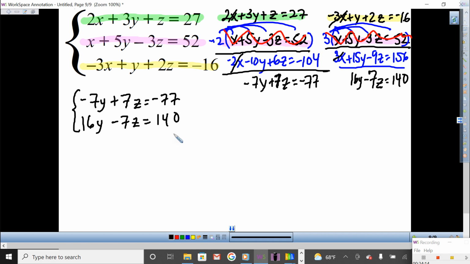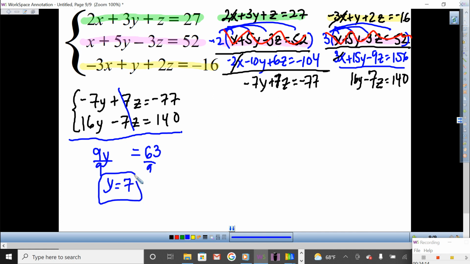So to get started, tell your neighbor, can we eliminate any of those two variables already? Let's see if they get it. Anyone? No? Okay. So 7z minus 7z, they eliminate. Combine these. What is 16 minus 7? 9y equals. What is 140 minus 77? 63. That is correct. And to solve for y, we divide by 9. So y equals 7. All right.